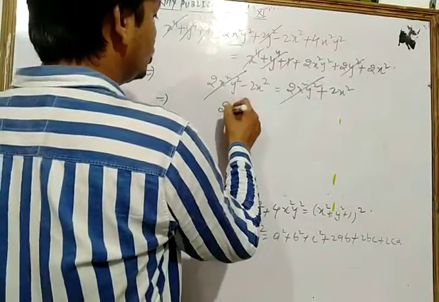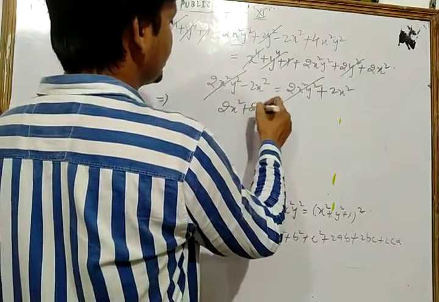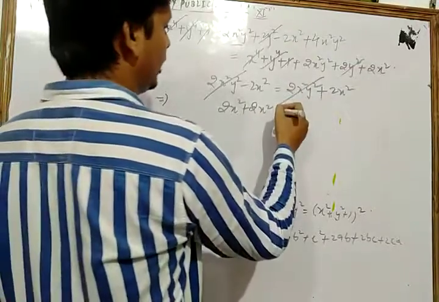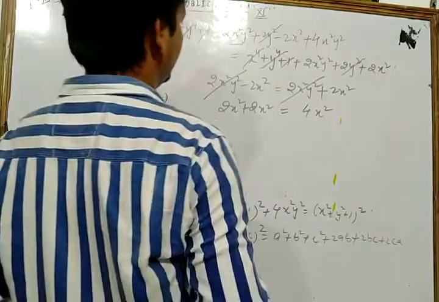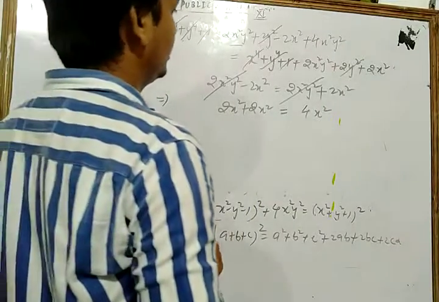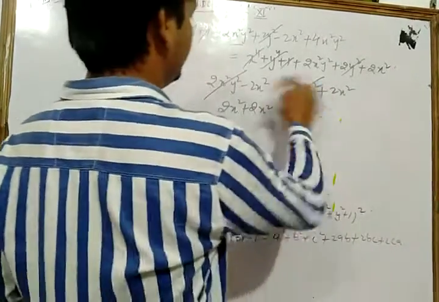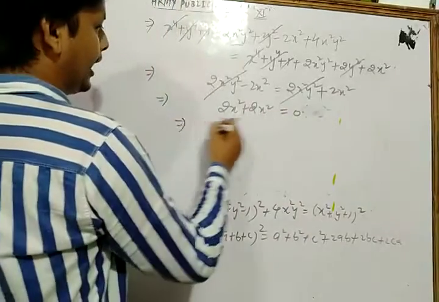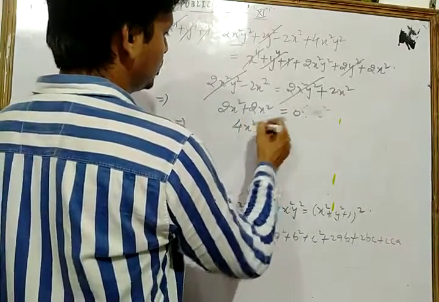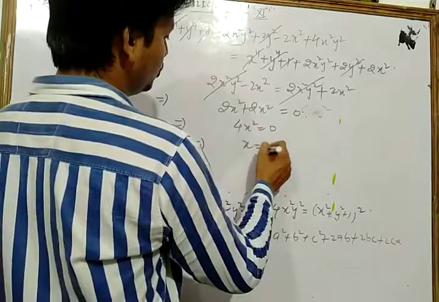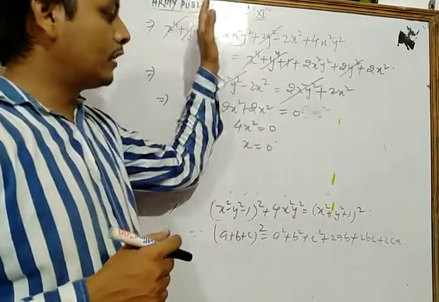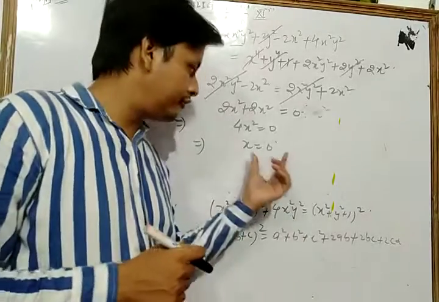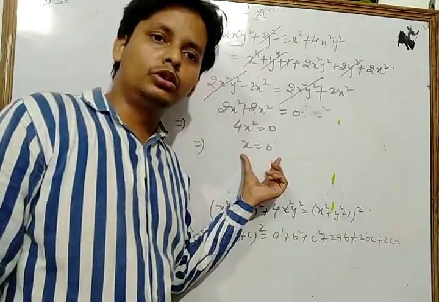Now we have 2x square plus 2x square, transfer that side, so we have 4x square equal to 0. Now we have 4x square is equal to 0, so we have x equal to 0. Now dear students, after solving the given expression, we find x is equal to 0.